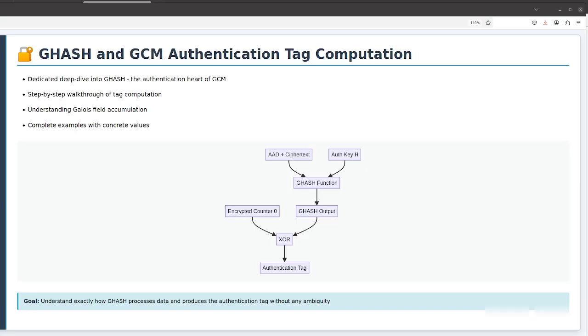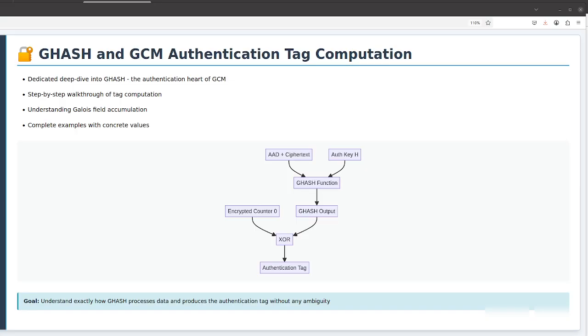GHASH stands for Galois hash, and it is what makes GCM an authenticated encryption mode. While CTR mode provides confidentiality by encrypting the data, GHASH provides integrity and authenticity by creating a mathematical fingerprint of the data. If even one bit changes, the authentication tag will be completely different, allowing us to detect any tampering.